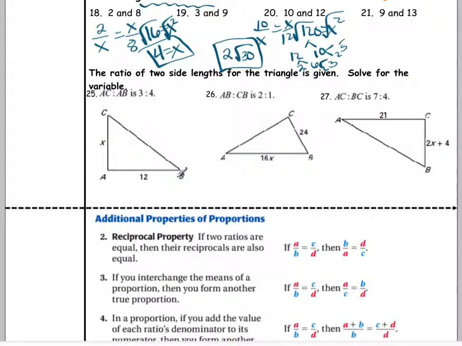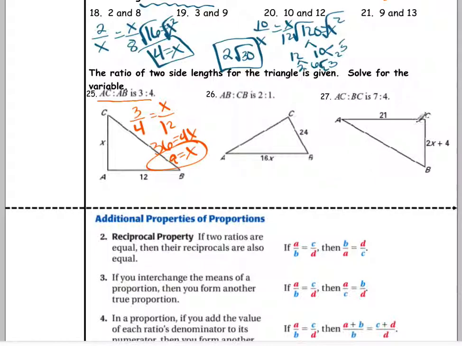Right here, they are giving you a picture with some variable or expressions on the sides, and they also give you a ratio to use. So just use this information to set up a ratio. AC over AB is 3 to 4. So put 3 over 4 and then put AC over AB. So find AC, which is x. Find AB, it's 12. And then you cross multiply. 3 times 12 is 36. 4x. Divide by 4. X is 9 for that answer.